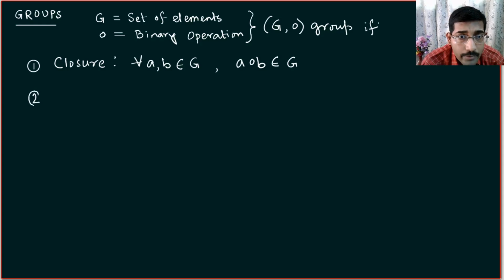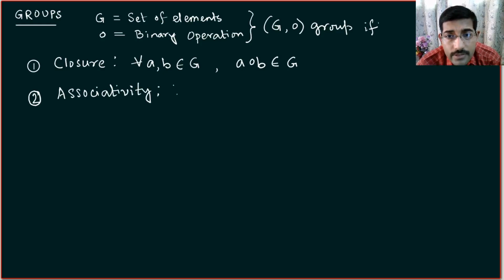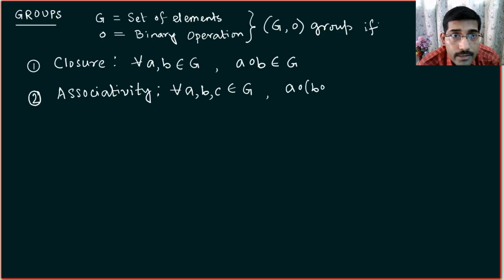The second property that we talk about is the property of associativity. The property of associativity says that for every element A, B and C that belongs to G, I can operate BC first and operate the result with A. That will produce exactly the same answer as if I operate AB first and then operate the result with C.